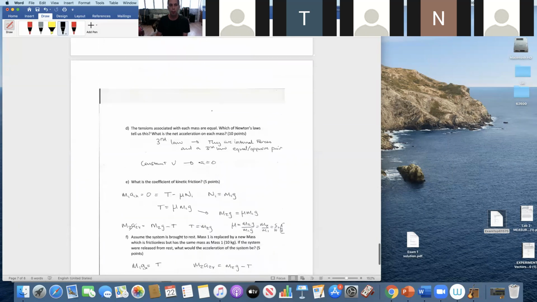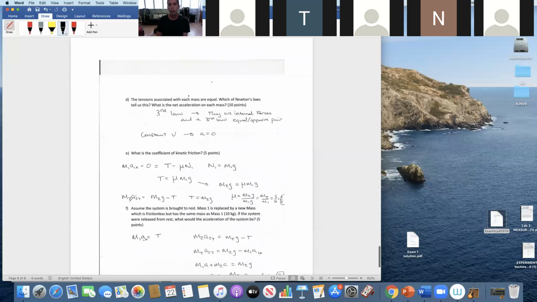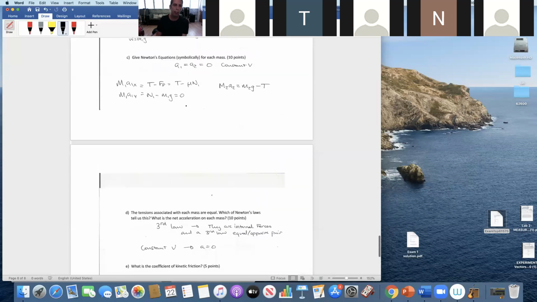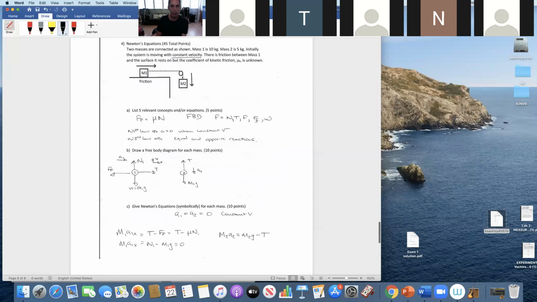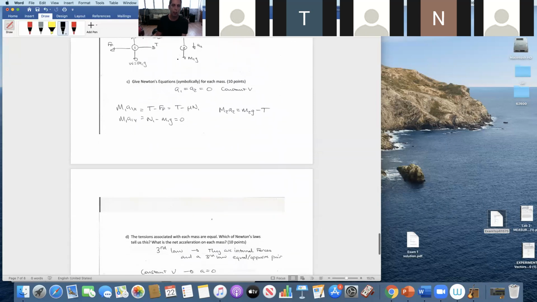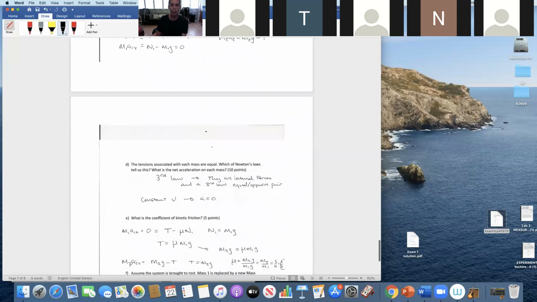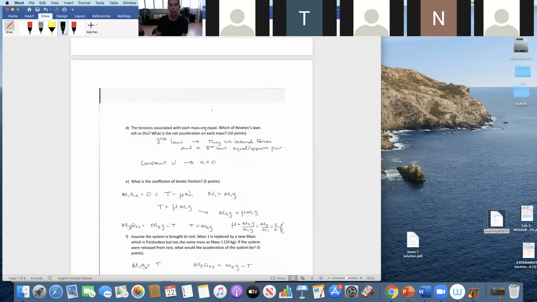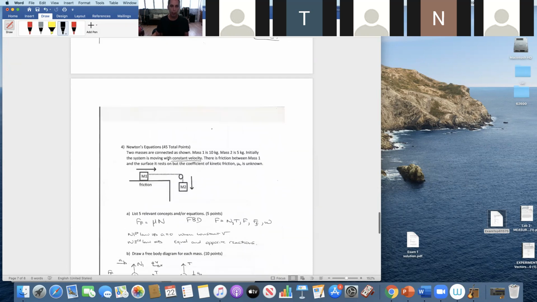Exactly what we've done before. The tensions associated with each mass are equal. So the tension here and here are equal and opposite. Which of Newton's laws tells us this? And what is the net acceleration on each mass? Their tensions are equal and opposite because they're a third law pair. And the net acceleration on each mass is 0 because they're moving with constant velocity. And we were told that right here.